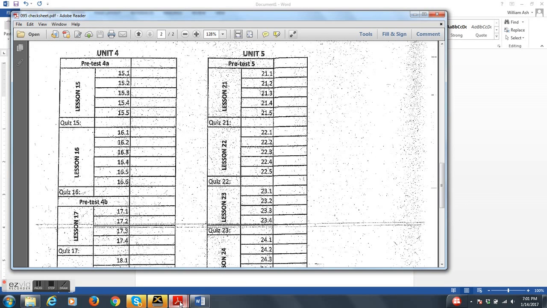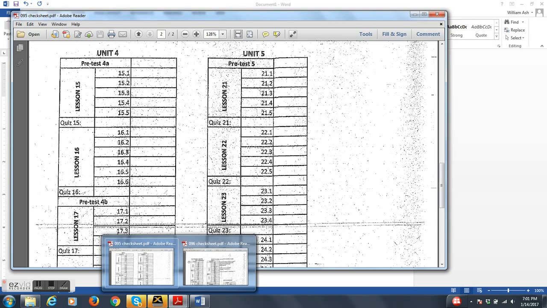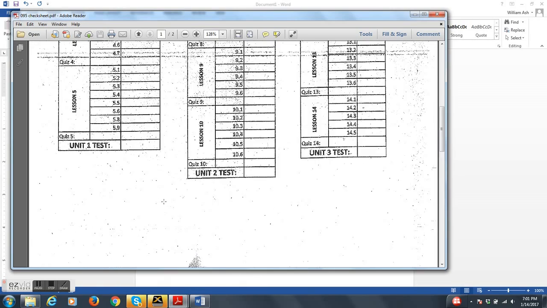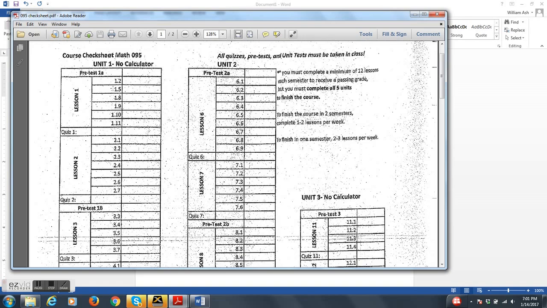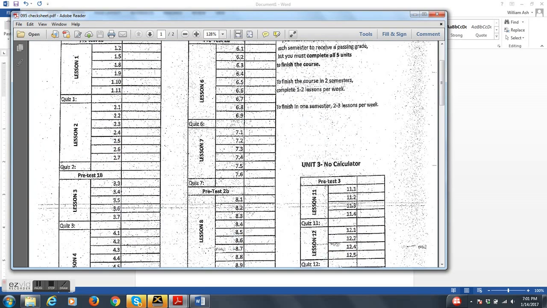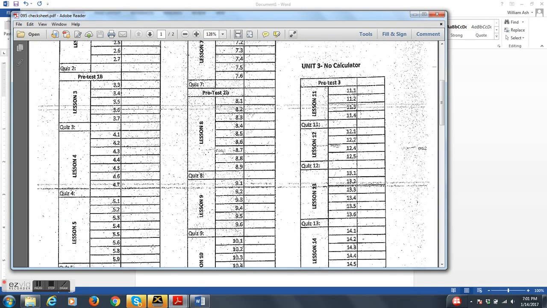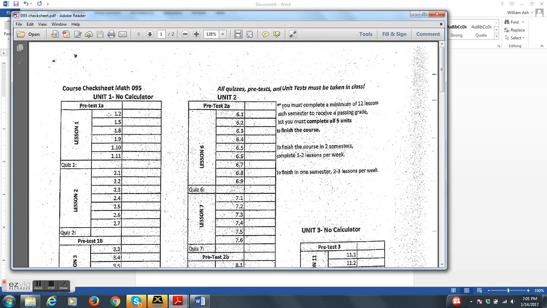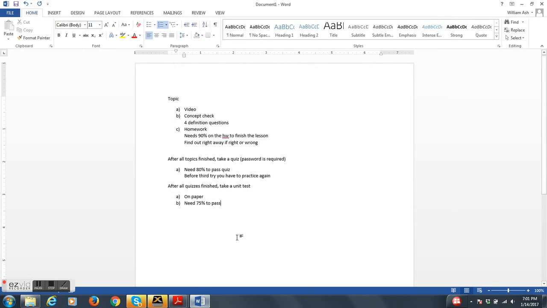So everyone's at a different place in this class. You can finish it in 1 semester. It is possible. It's supposed to be 2. Some people take more, obviously. So let's see what else. Oh, the one thing I didn't mention.